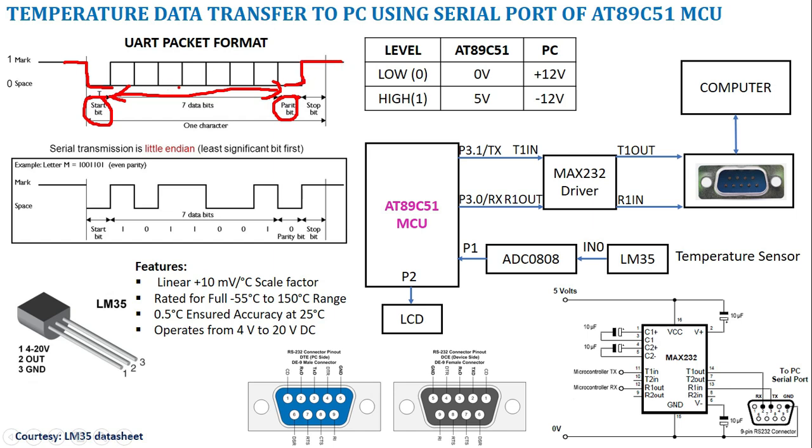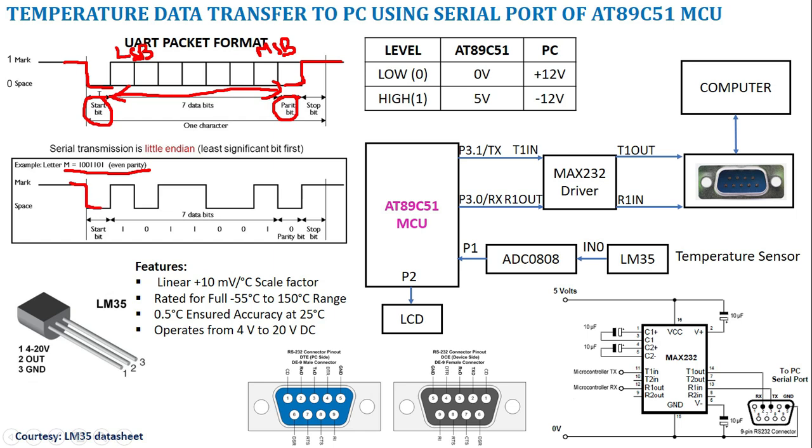So here the important thing is, in case of data, first the LSB bit will be coming after your start bit, and finally your MSB bit of the data will be coming through your packet. For example, if I take a letter M, its ASCII value is given as 1001101.